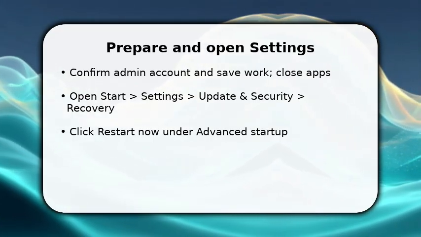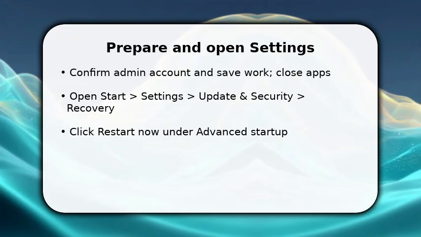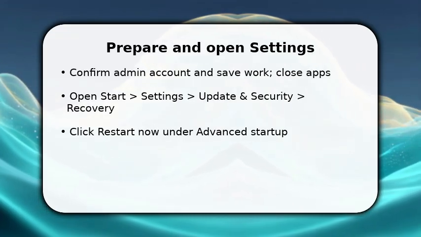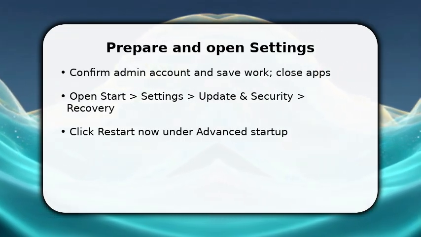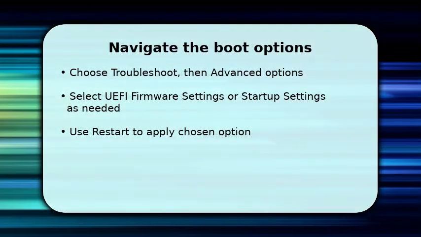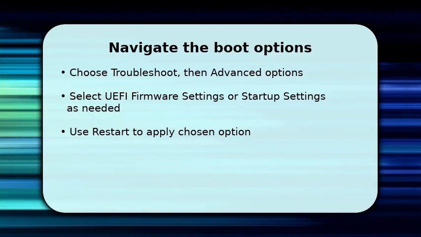Once the system restarts, it pauses in a special environment where you can pick troubleshooting options rather than booting Windows normally. Once the recovery screen appears, choose Troubleshoot to access deeper tools. Then pick Advanced Options to reveal UEFI firmware settings, startup settings, command prompt, and more. Choose the one that matches your goal.